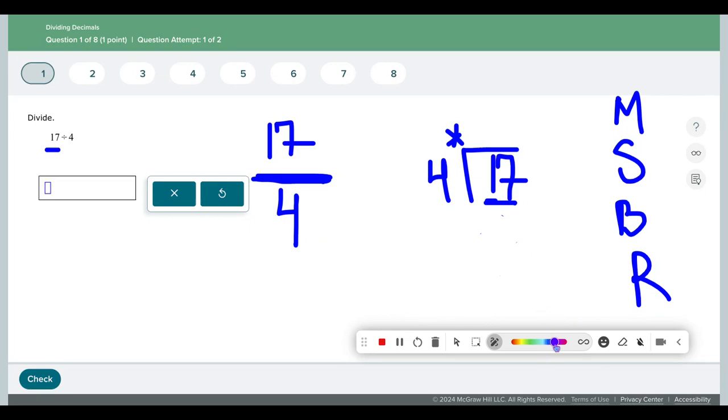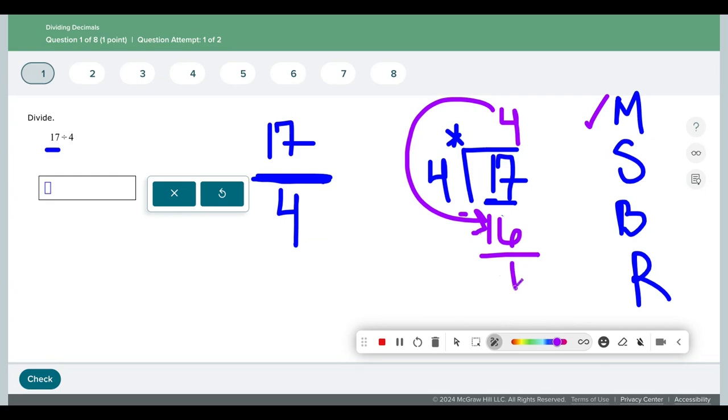So instead I'm asking myself, what can I multiply by 4 to get close to 17 without going over? And I know if I take 4 times 4, I will get 16. So that's the whole process of multiplying, right? I just multiplied. Now I'm ready to subtract, right? So 17 minus 16 will get me 1 left over, right? And then I have to bring down, right?